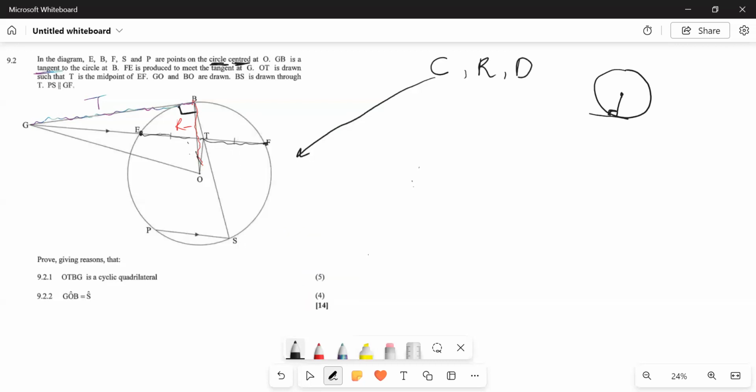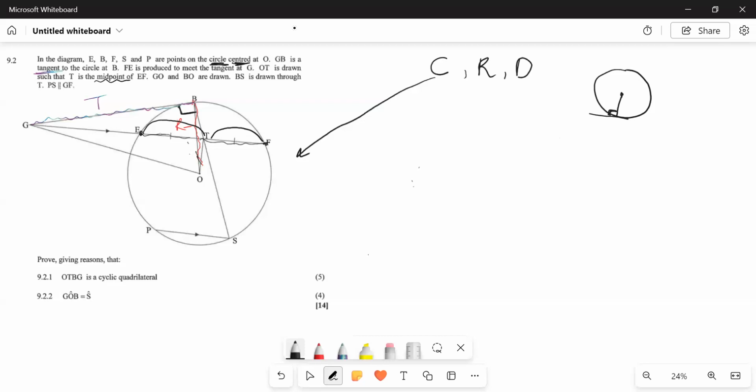Now let's continue, guys. So FE is produced to meet the tangent at G. Okay, that's good. OT is drawn such that T is the midpoint of EF. T is the midpoint of EF, meaning now ET is equal to TF, right? Since they said this is the midpoint, meaning ET is equal to TF.